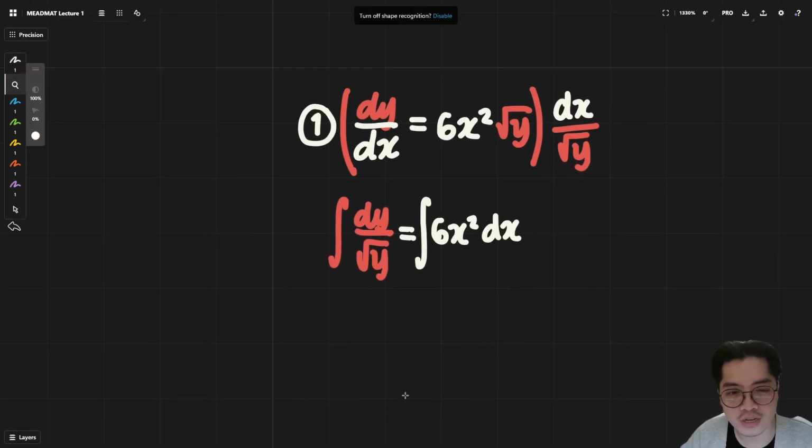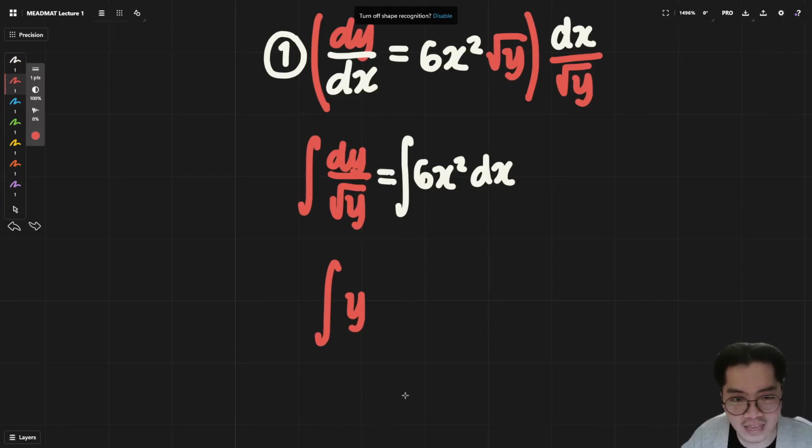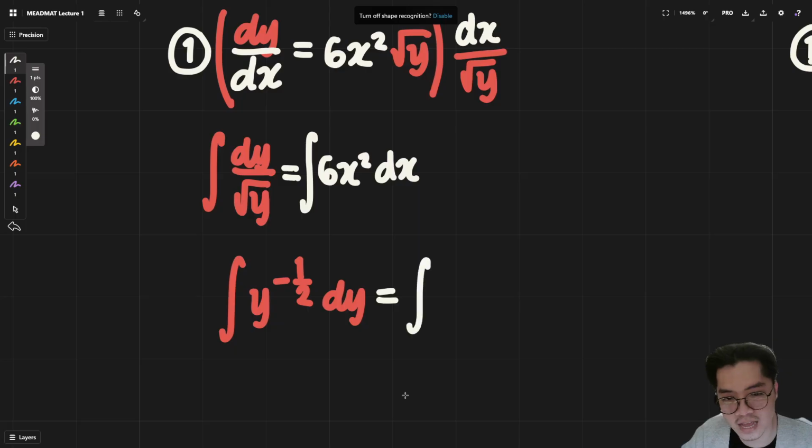What we can do in here, if you are confused, is turn it back into its power representation. Y raised to what? Because your y is in the denominator, that will be a negative exponent. And because it is a square root, that will be negative 1/2. y to the negative 1/2 dy is equal to 6 times x squared dx.